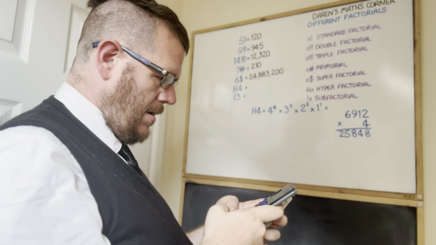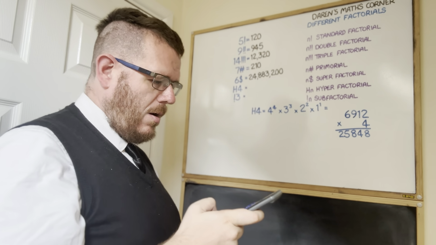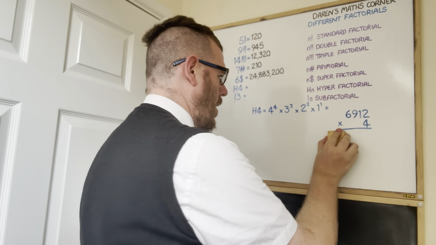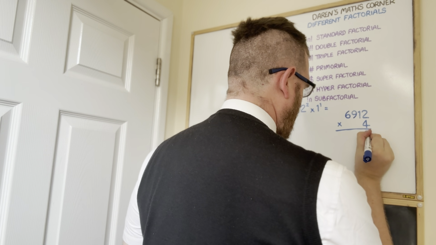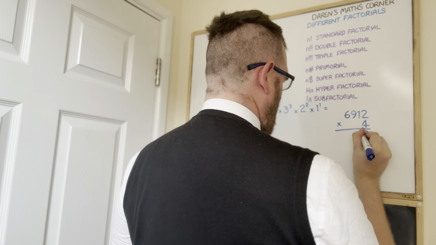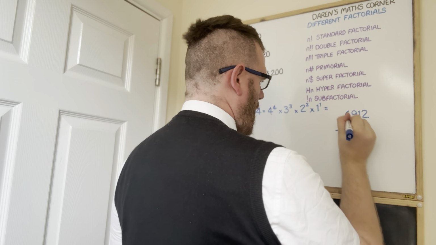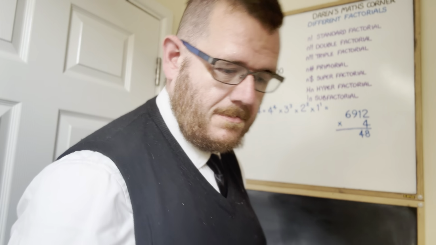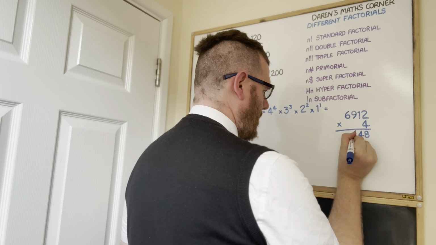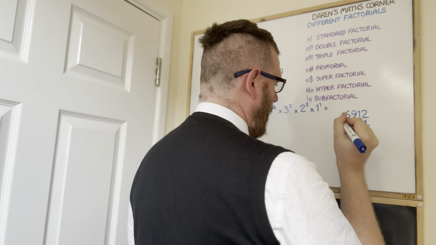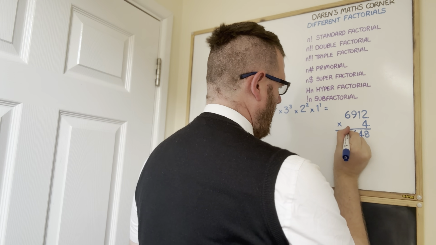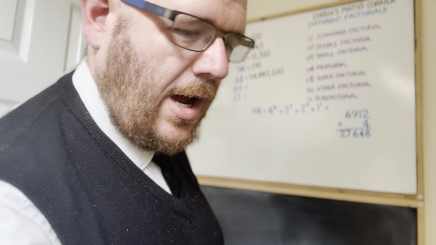But I'm completely wrong. Right, where have I gone wrong? Let me double check. 2 times 4 is 8. 4. 9 times 4 is 36. And 6 times 4 is 24. Add 3. That's more like it.